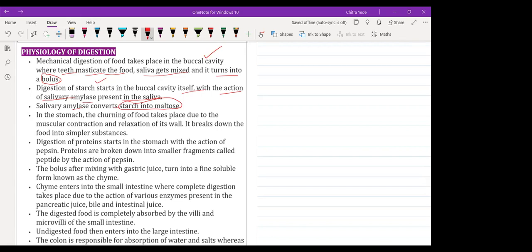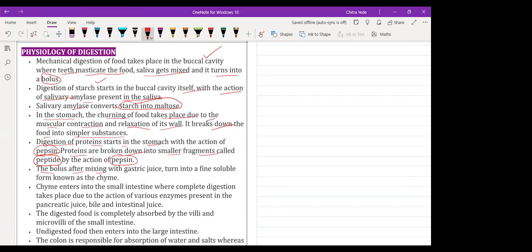Okay. Maltose. In the stomach, the churning of food takes place due to the muscular contraction and relaxation of the stomach wall, which breaks down the food into simpler substances. Digestion of protein starts in the stomach only, by the action of pepsin. Protein breaks down into small fragments called peptides by the action of pepsin, right?